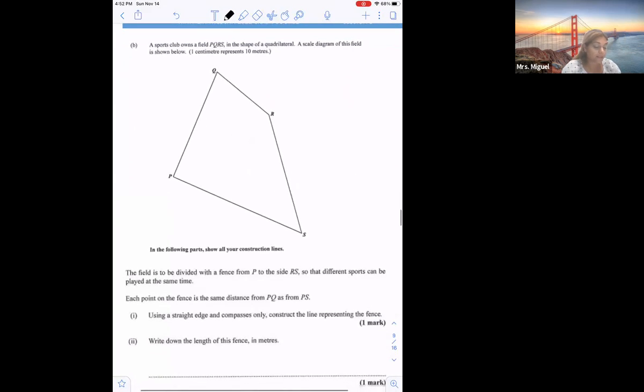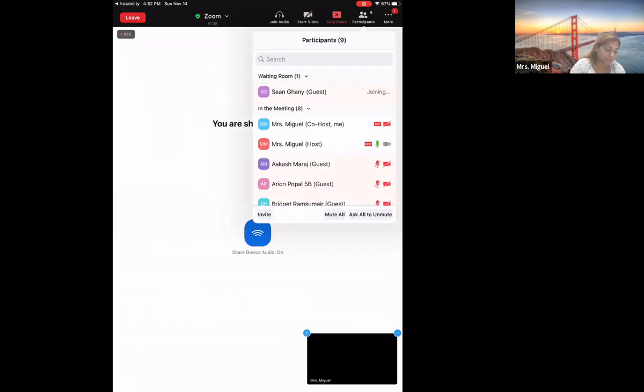The sports club shows a field PQRS in the shape of a quadrilateral. A scale diagram of this field is shown below, right? So this question, the one with the fence, I will need to demonstrate it on the board. So I will do this question on the board, and I will send the recording for you all, right? Because I don't want to stop and have to go there. We'll be wasting time. So this part of the question, I will send it for you all a little later.